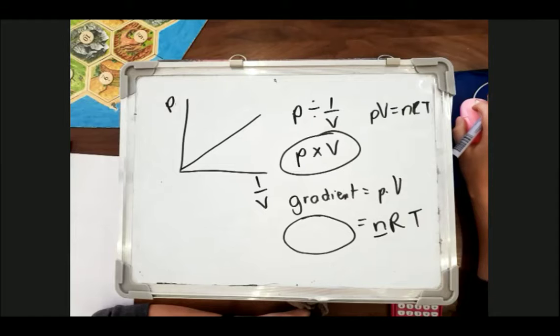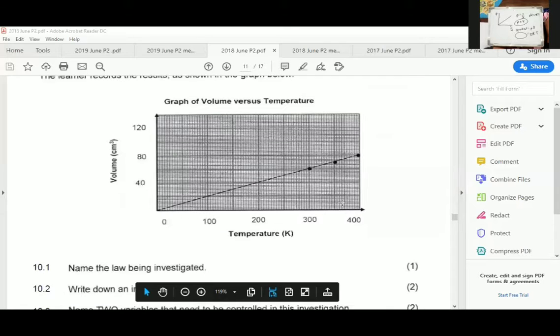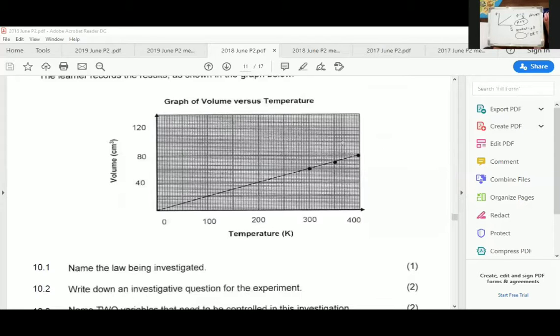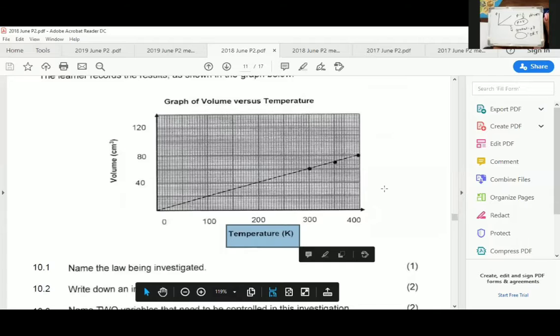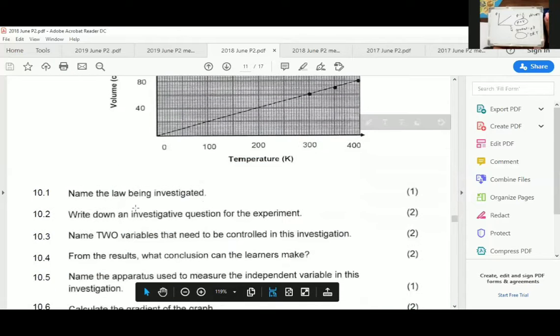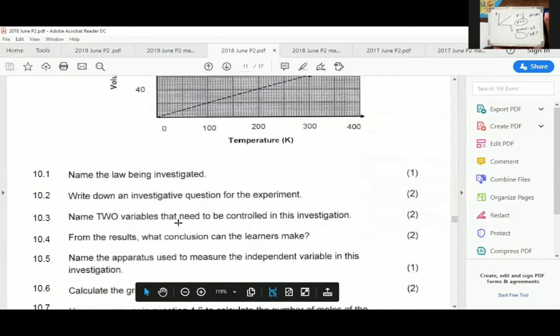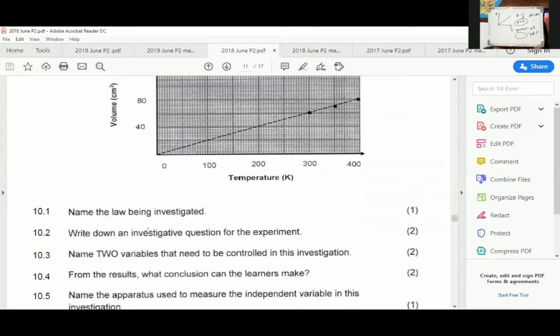This is actually quite a nice question. They're giving you a graph of volume versus temperature. And remember that it would only be directly proportional if the temperature is in Kelvin on the axes. So you guys can answer, let's see. Actually, let's answer this whole question. I'll give you guys some time to do this, okay?